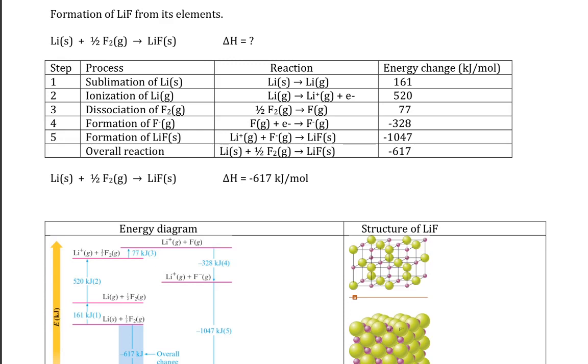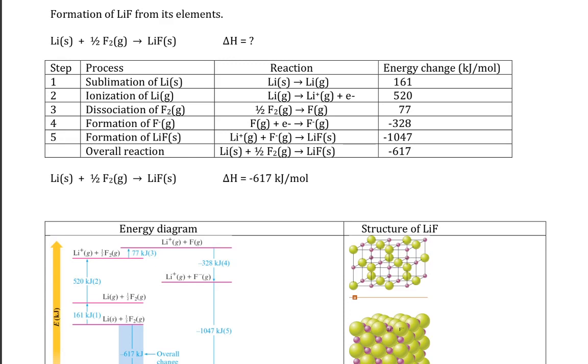So the first process is we have to sublime the lithium solid. So that takes energy. It always takes energy to go from solid to liquid to gas. In this case, we're going directly from solid to gas. That takes energy. In the case of this lithium, it takes 161 kilojoules per mole. That would be delta H for that step 1. Then we'll look at ionizing it. That also takes energy. So we're going from Li gas to Li+ gas plus an electron. We've pulled away the electron. That takes 520 kilojoules per mole of energy.